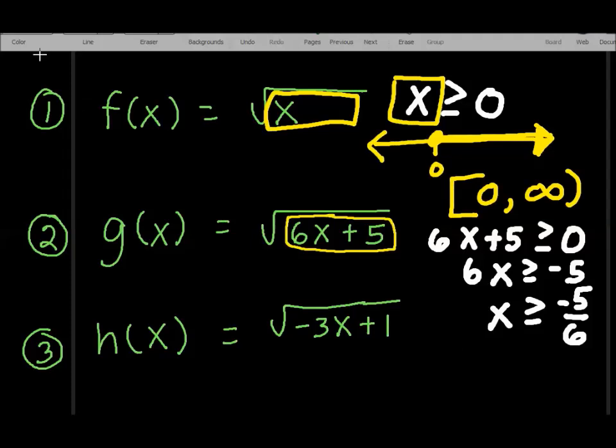So in interval notation it would look like this. We're going to start with and include negative 5/6, and of course go all the way up to positive infinity.